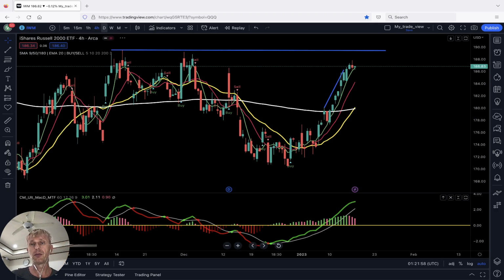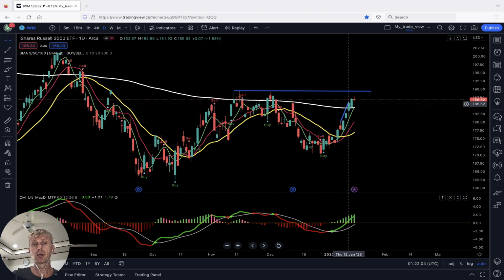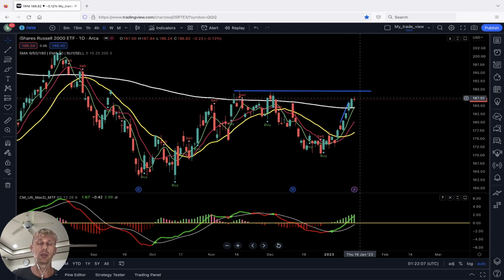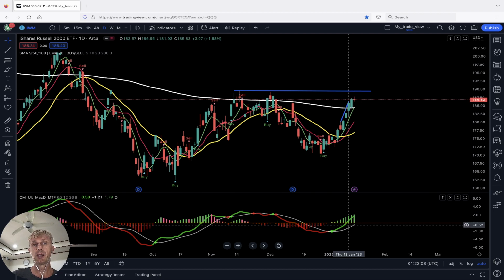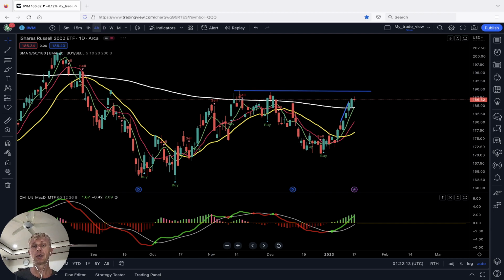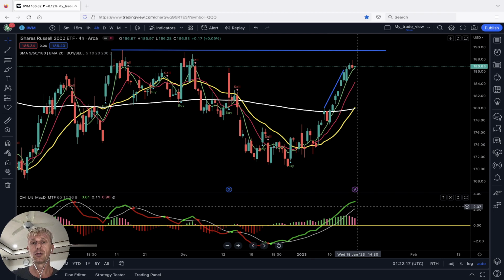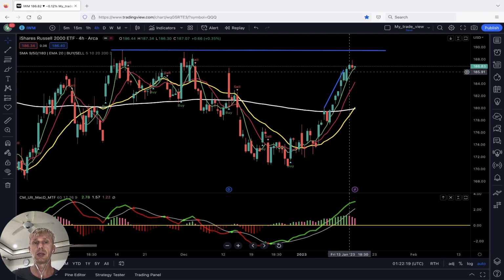IWM on daily time frame. Still bullish trend. The last bar closed above all moving averages. Bullish signal, bullish trend. MACD green, bullish trend. Let's move to 4 hours. 4 hours, still bullish trend also on all indicators. Bullish trend.